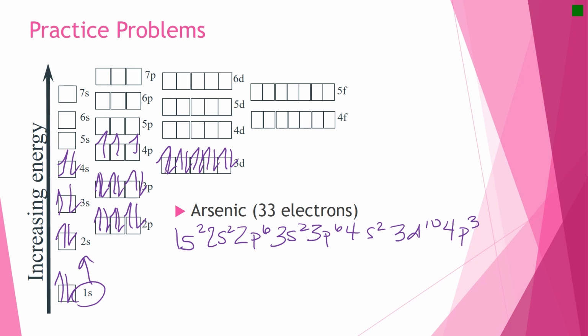And then to check this, to make sure that I got all the electrons accounted for, all you need to do is add up all those superscripts, and you should get to your total number of electrons, which is 33.